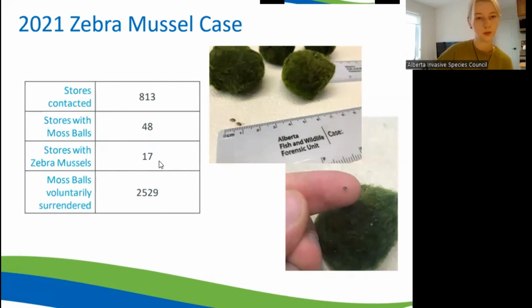These are the stats that we received from the Government of Alberta with the number of stores and the number of zebra mussels confirmed in those stores, as well as the amount of moss balls that were voluntarily surrendered.